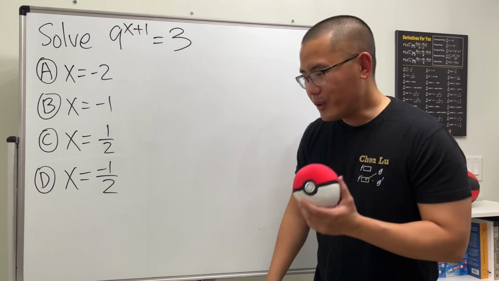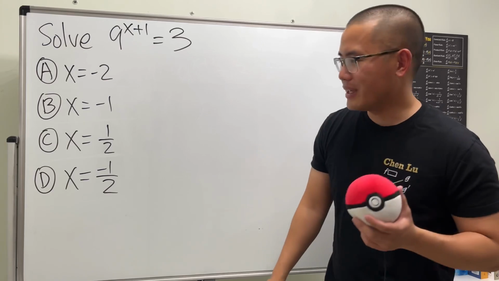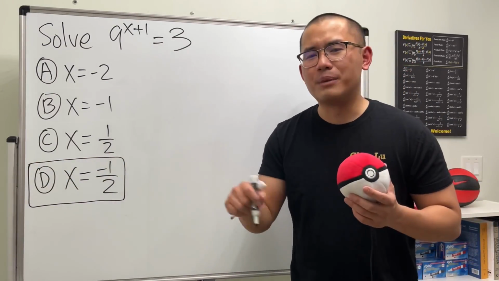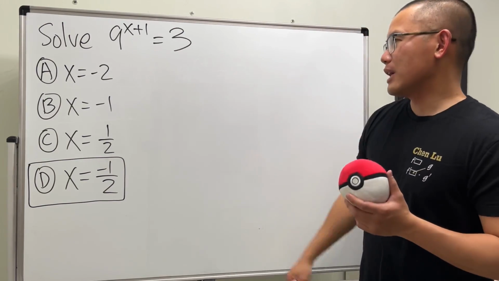Are we done? Okay, cool. What's the answer? I'll tell you guys first. The answer is D, negative 1/2. And if you did it right, comment down below and let me know. And let me show you guys how we can do this.